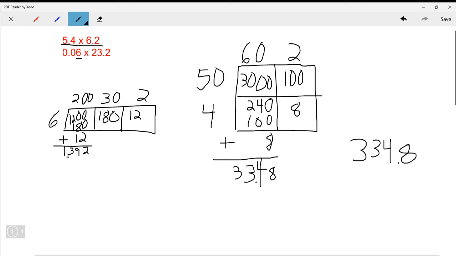Now I have to look at how many numbers are past the decimal, and it's 1, 2, and then 3. So that means I would have to move the decimal 1, 2, 3, or I could just think of it as 3 numbers have to be on the other side of the decimal now. So the answer is 1 and 392 thousandths. And yeah, so that is the answer.